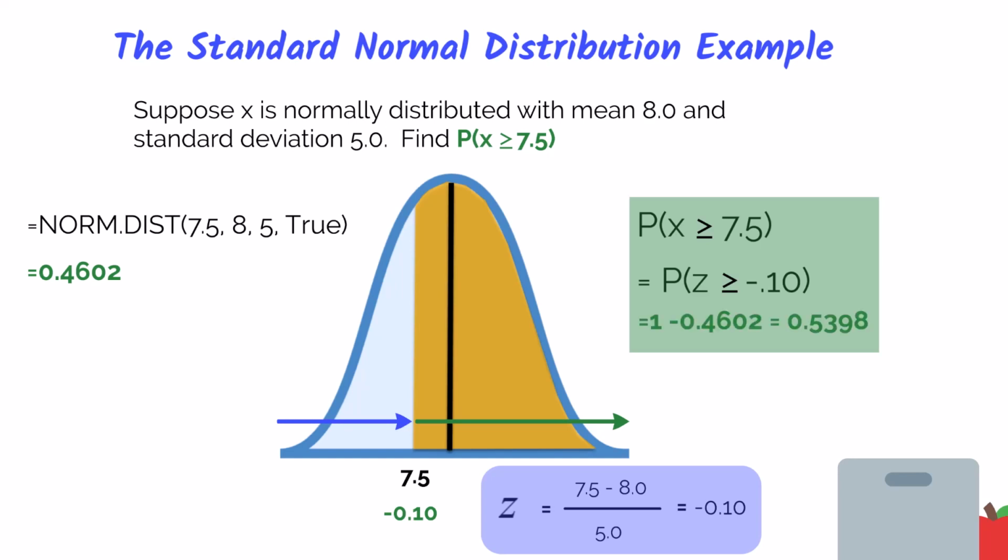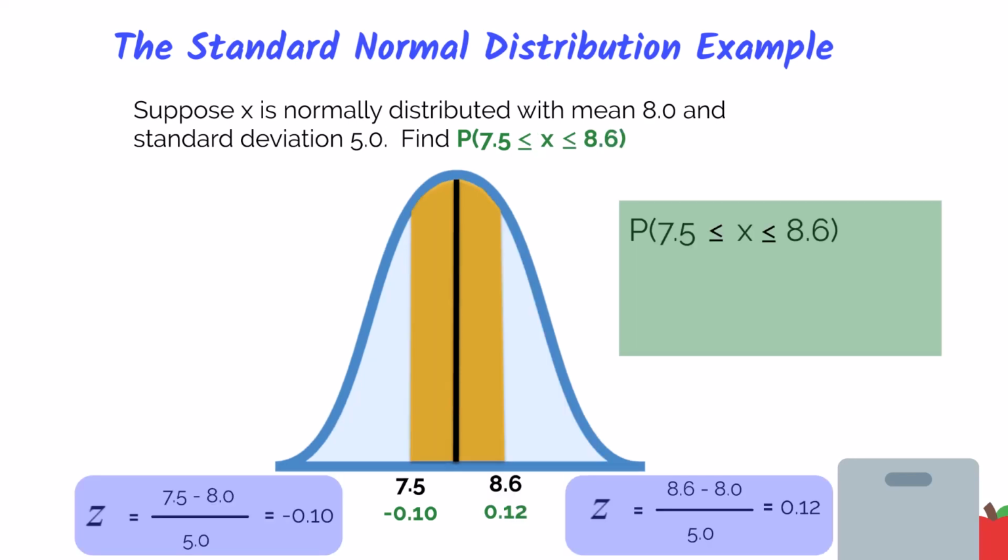So I'm going to take 1 minus 0.4602, and we get 0.5398. Now that represents the region that we're interested in, and it's a probability that x is greater than or equal to 7.5, or a 53.98% chance. Let's do one last example.